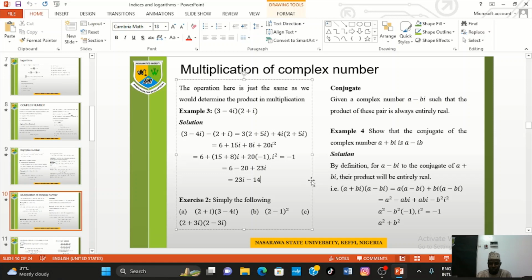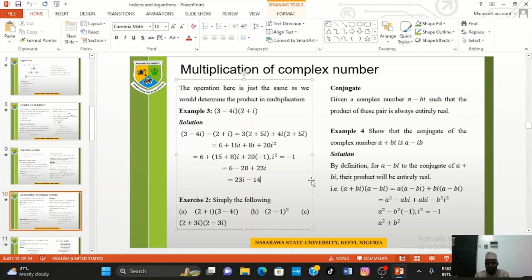Examples. Show that the conjugate of the complex number a plus bi is a minus bi. So solution, by the definition, for a minus bi to be the conjugate of a plus bi, their product must be entirely real. It means you take the product of them, then you expand.